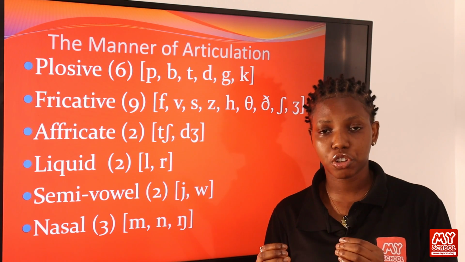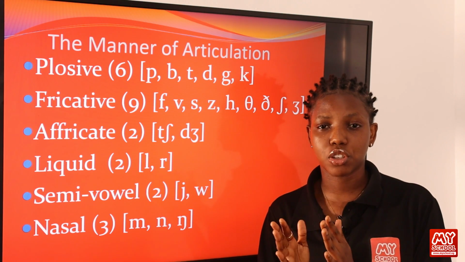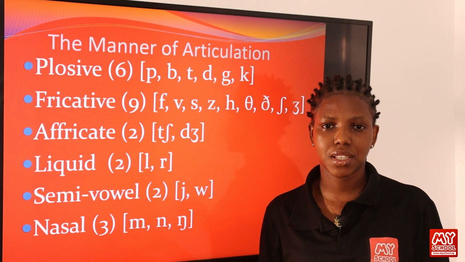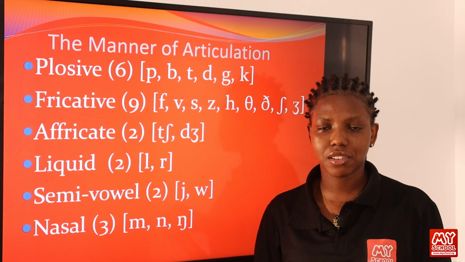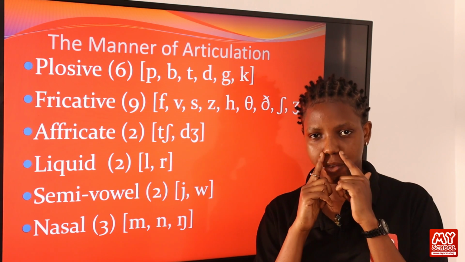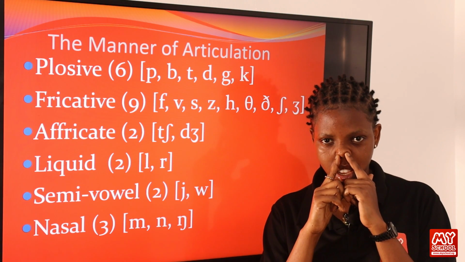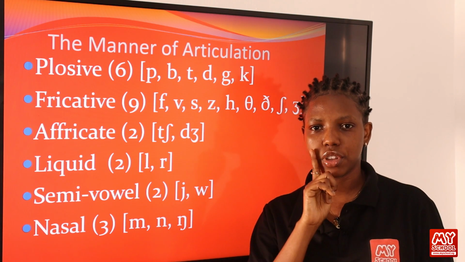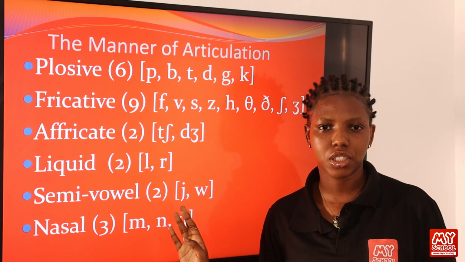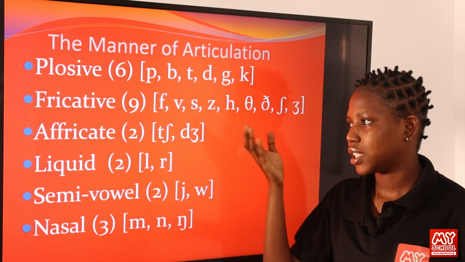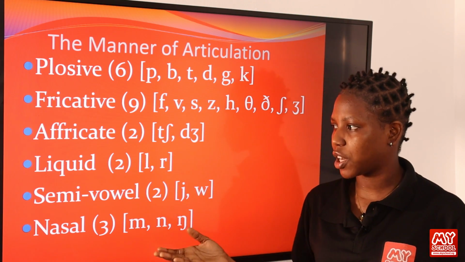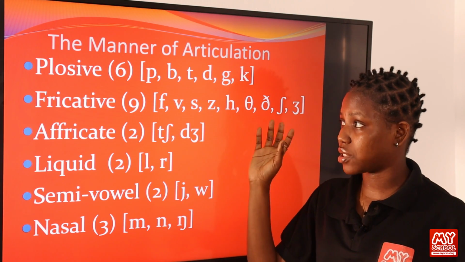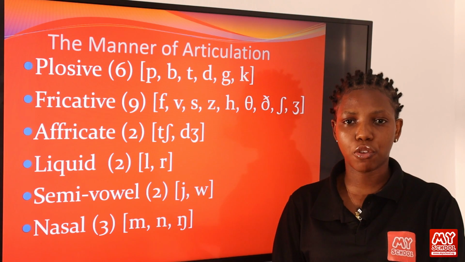Because the obstruction is not complete, is not a total closure, it's just a partial closure, it is referred to as a semi-vowel. The next is nasal. Nasal sounds are produced from the nose. So the uvula blocks the oral passage and air escapes through the nose, and that is why it is called the nasal sounds. So these are the 6 manners of articulation we can have, and we can see the grouping, and you can see each of the sounds that fall under each manner of articulation.